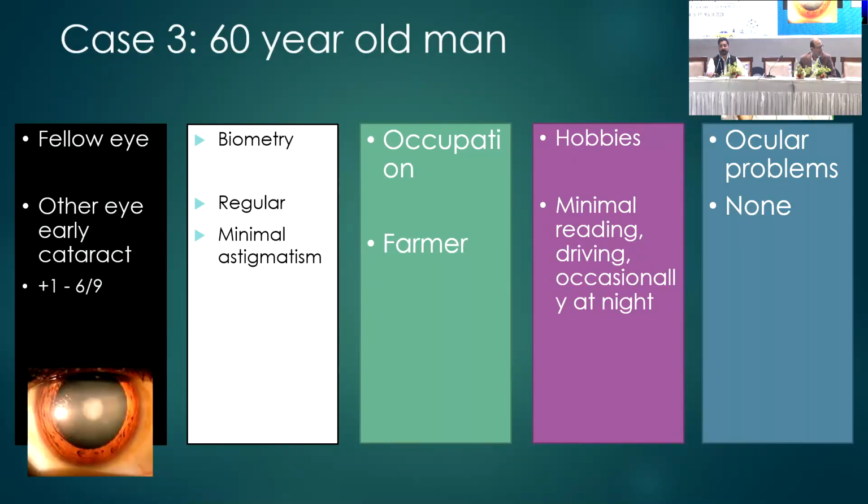Trifocal could work in these cases, even if the vision is 6/6, if we can counsel for an early cataract in the other eye. And you have to tell the patient he doesn't have to use it all the time. Otherwise, these are bad patients.